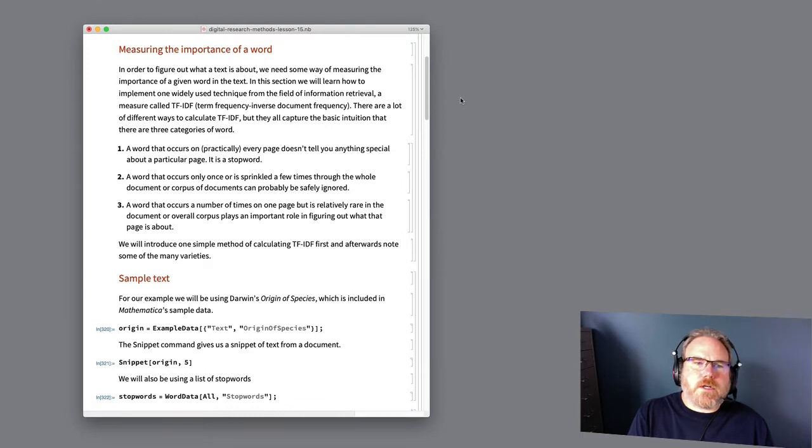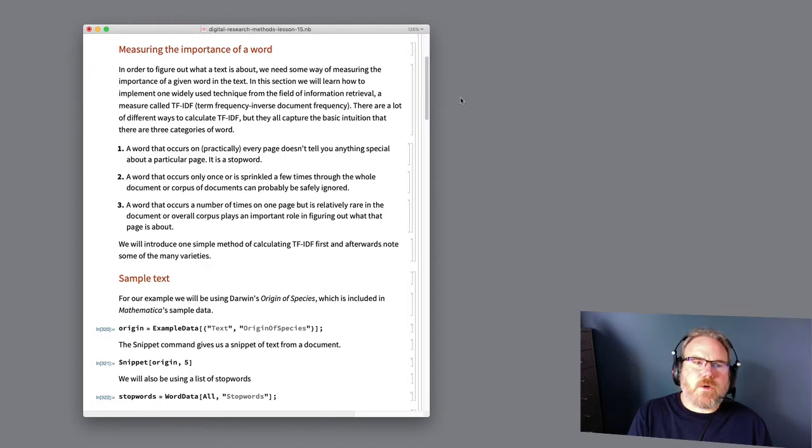There are words that occur on practically every page, so words like the and of and. They don't tell you anything special about that page. They're crucial for understanding the meaning of the page, of course, but they don't really capture what the page is about.